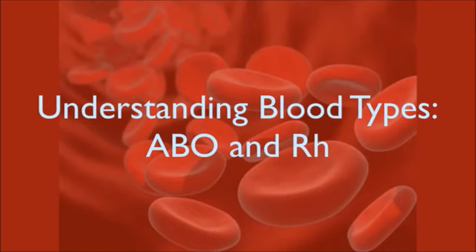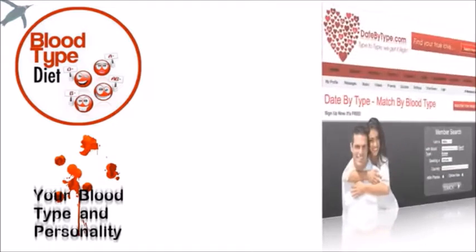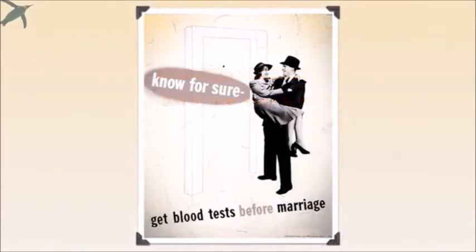About understanding blood types, the ABO and Rh groups. There are so many misconceptions about blood typing. You can eat based on your blood type. You must find your perfect match based on your blood type. It's really ridiculous, but you know, a lot of people are confused because historically people had to have blood tests before marriage.